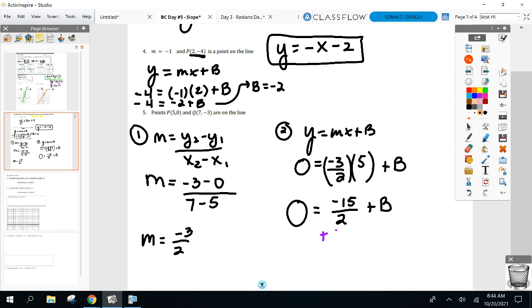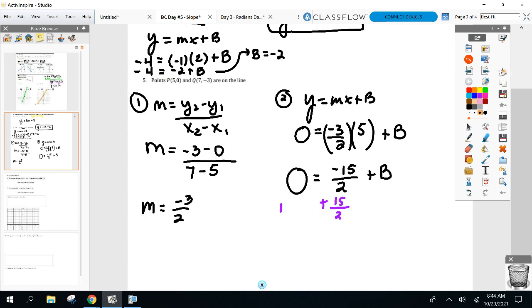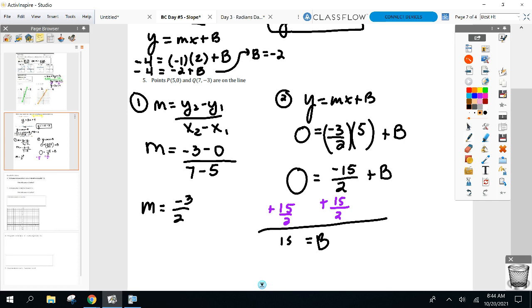Do we need the calculator for this one? 0 plus 15/2. Your b value is 15/2. Oh, that's right, because I was adding 0 to it.